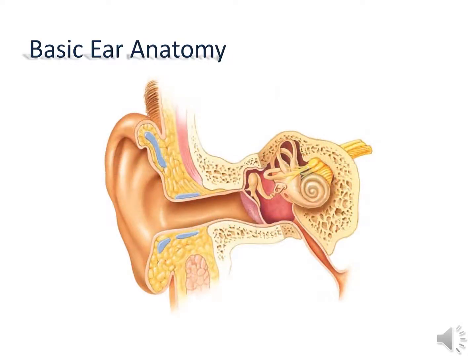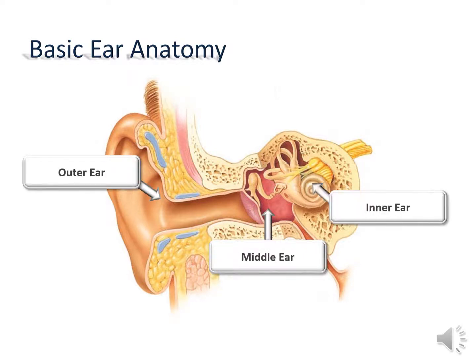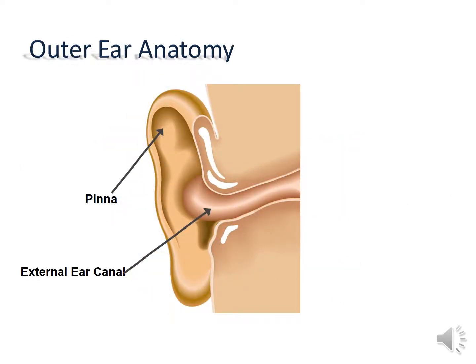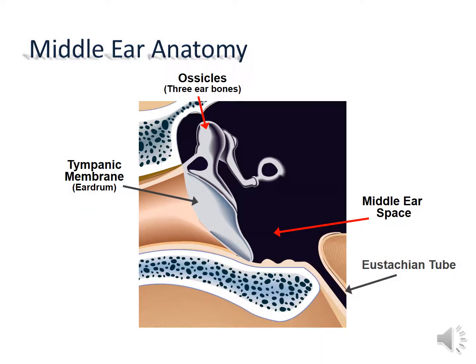Now the ear can be divided into 3 parts. There's the outer ear, the middle ear, and the inner ear. The visible portion of the outer ear is referred to as the pinna, which funnels the sound down the external ear canal. After the sound travels down the ear canal, it goes to the middle ear, where it vibrates the eardrum, and then that sound is conducted through 3 tiny bones in the middle ear.